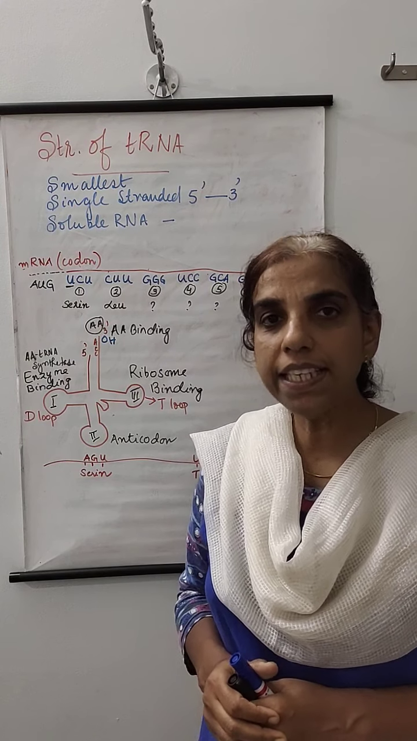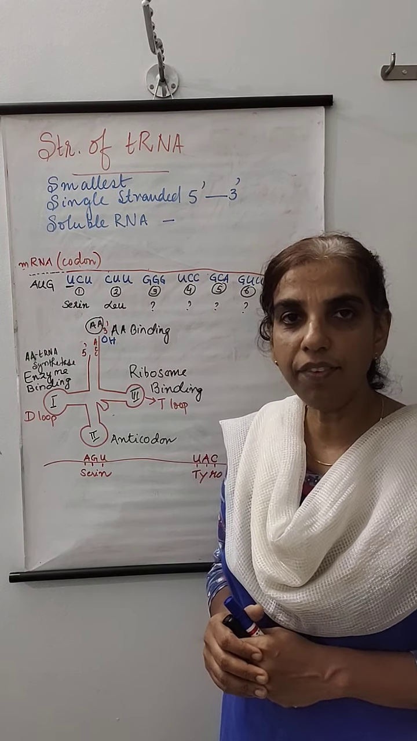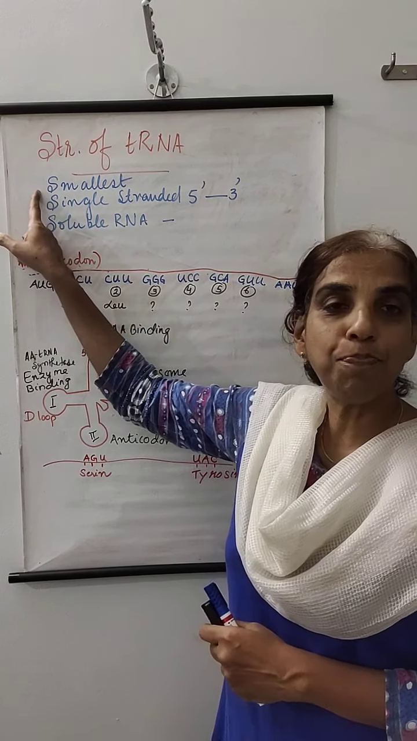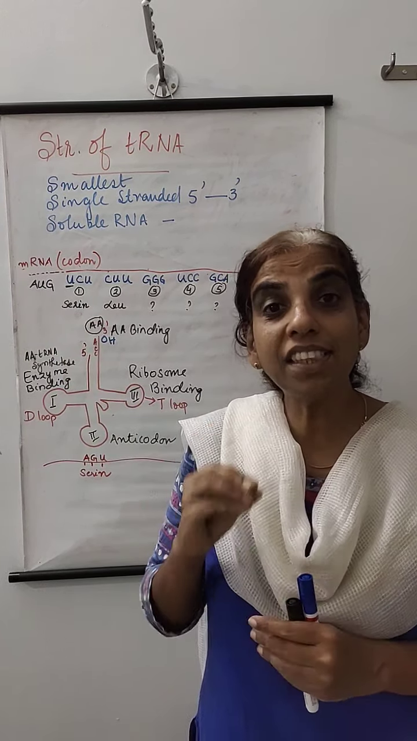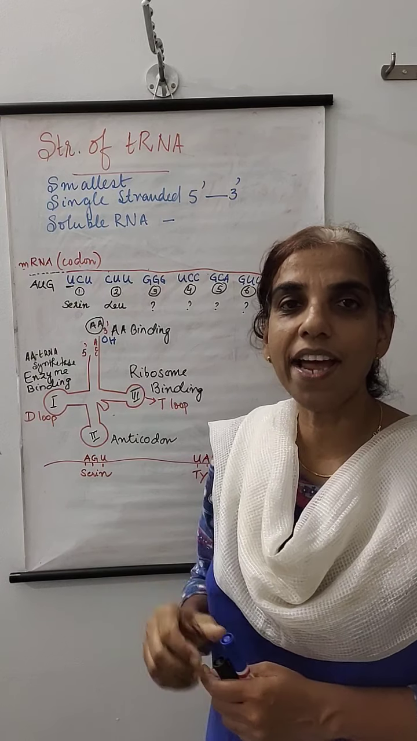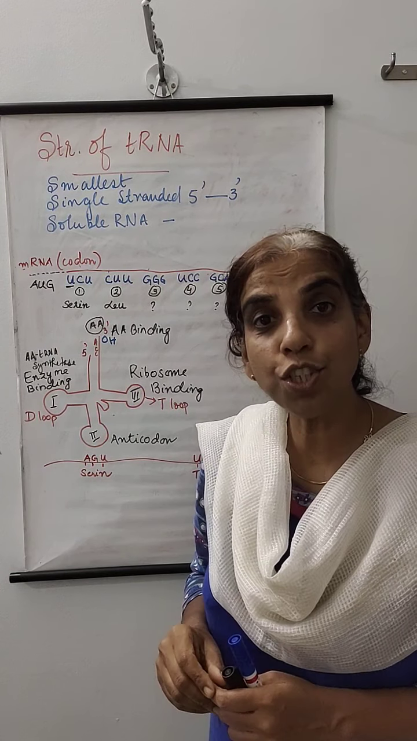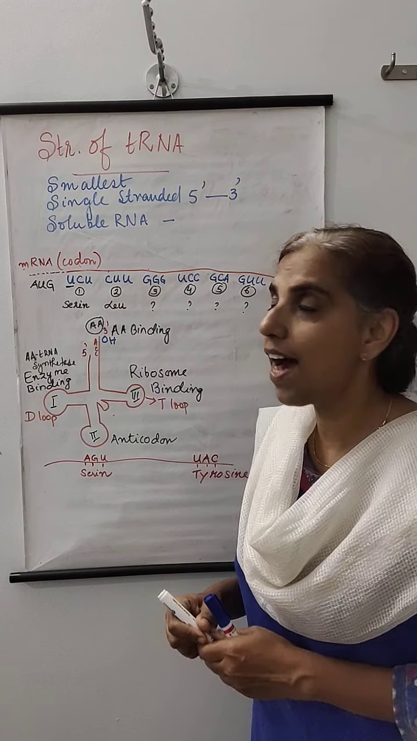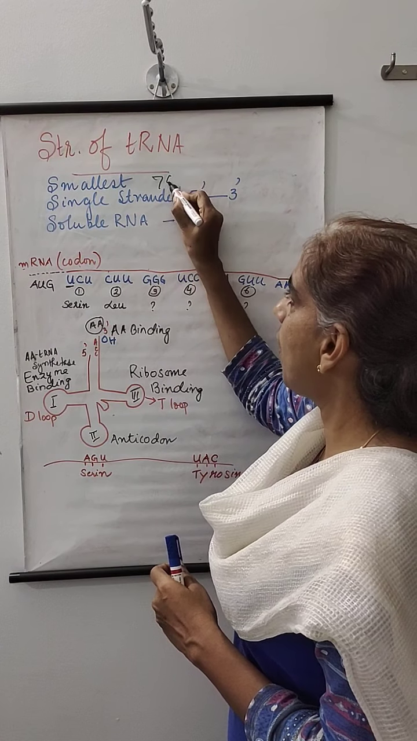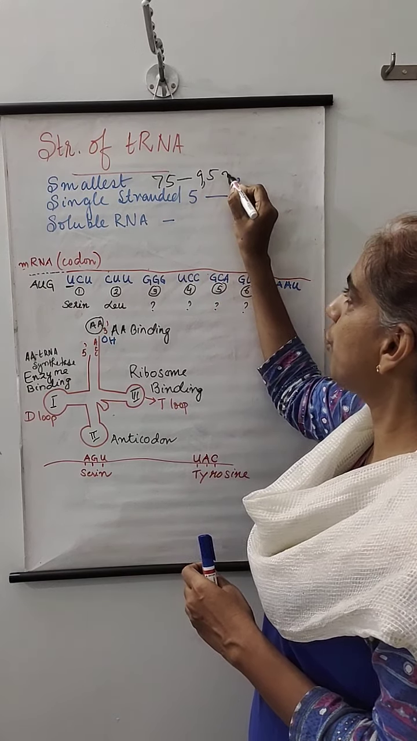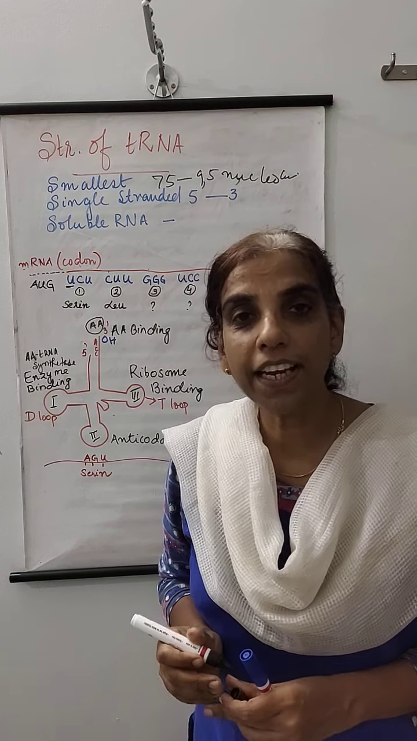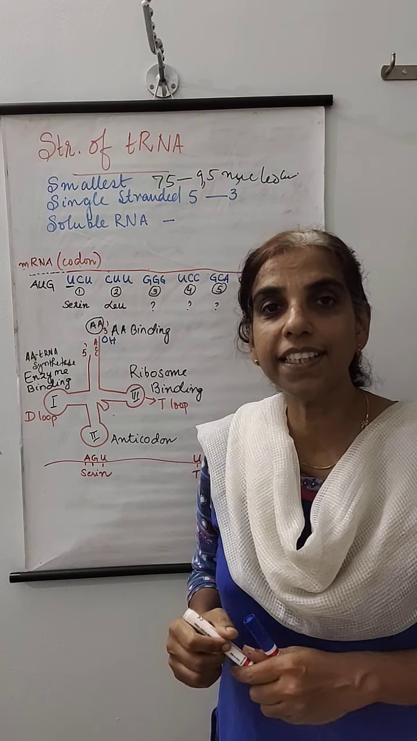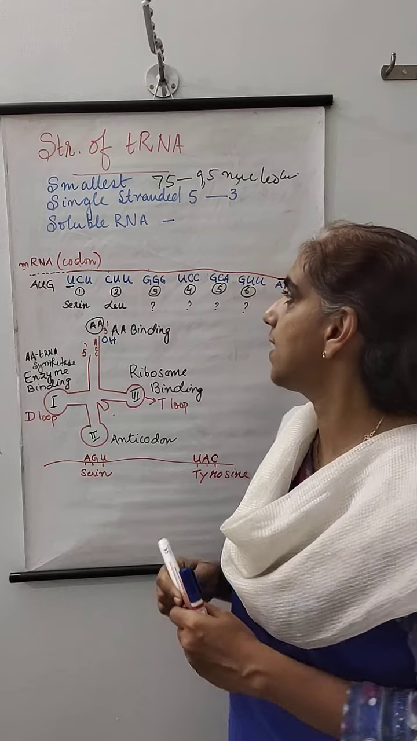When we look at the details of transfer RNA, we can see that these properties are described by 3S. This is the smallest type of RNA. Among all three RNAs, transfer RNA is the smallest. Almost 75 to 95 nucleotides only are present in this particular RNA. That is why we consider it the smallest type of RNA.